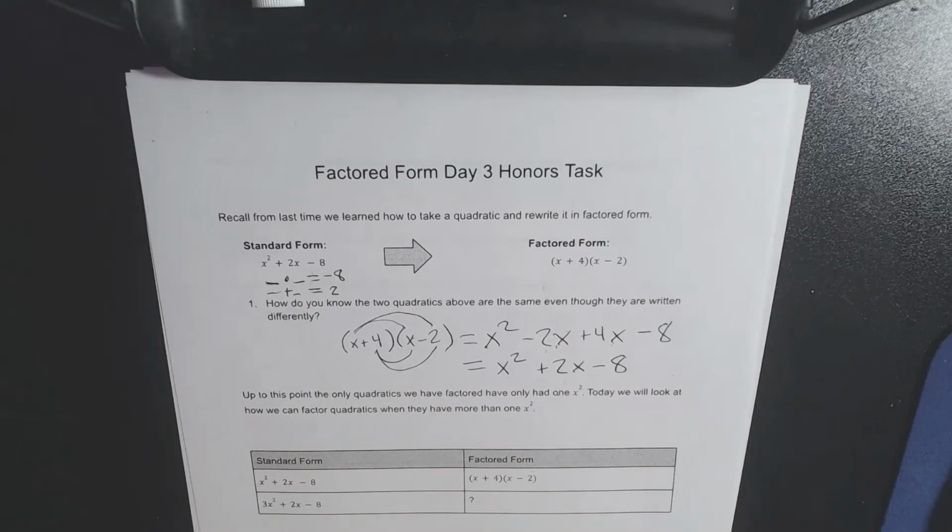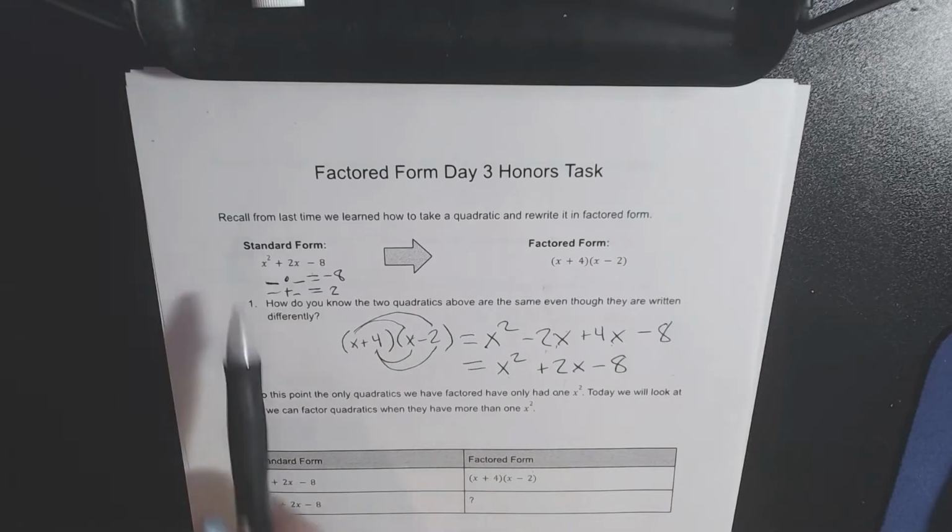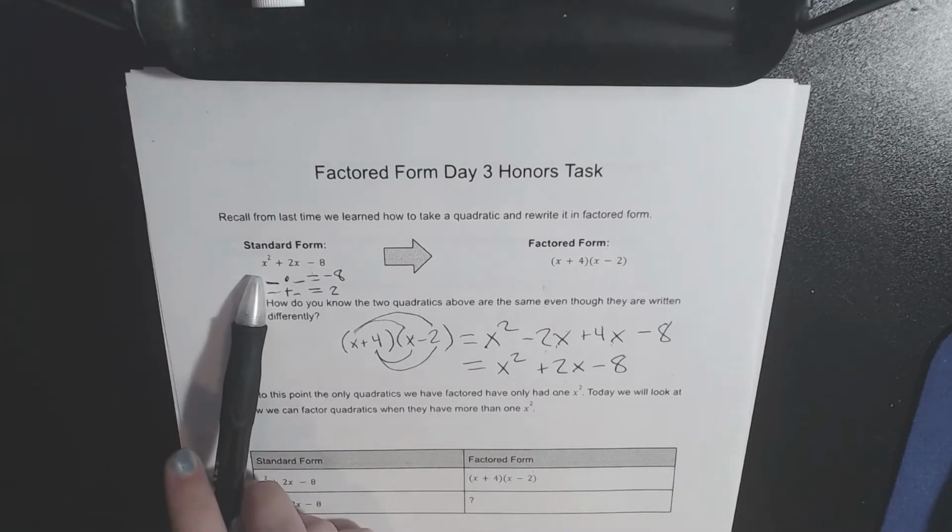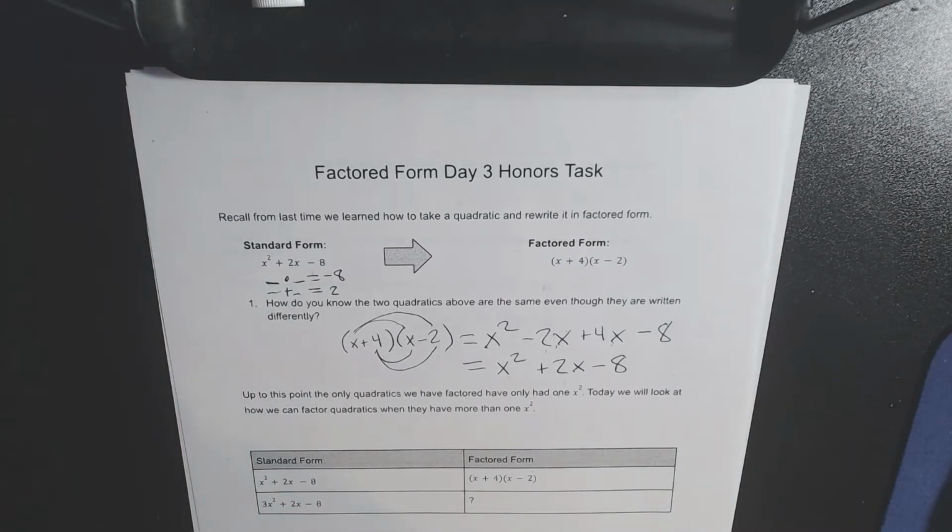So what we're going to be looking at today is, what if the number in front of your x squared, all the ones that we've done so far have had 1 in front of your x squared, there's only one x squared. What happens when you maybe have multiple x squareds? How do you end up factoring it in that sort of case?